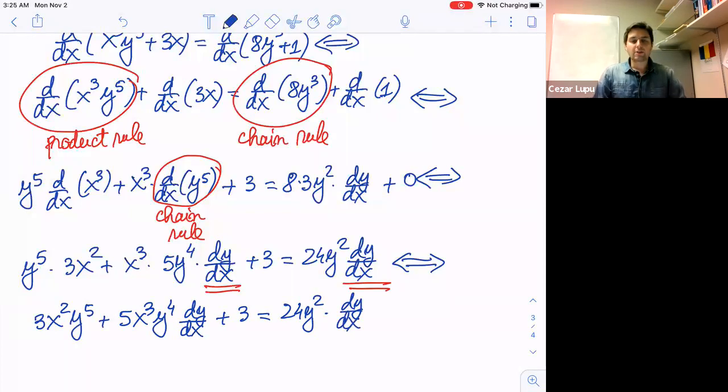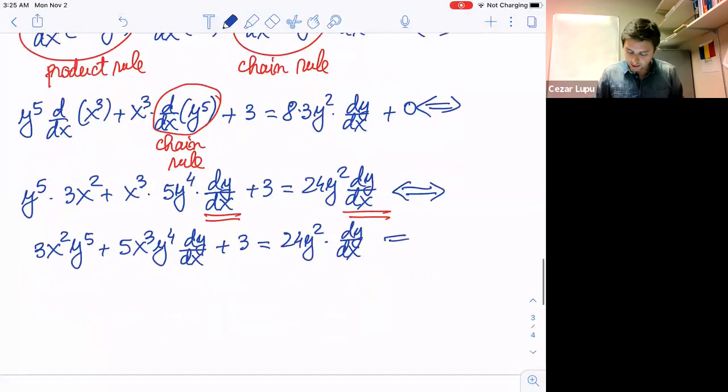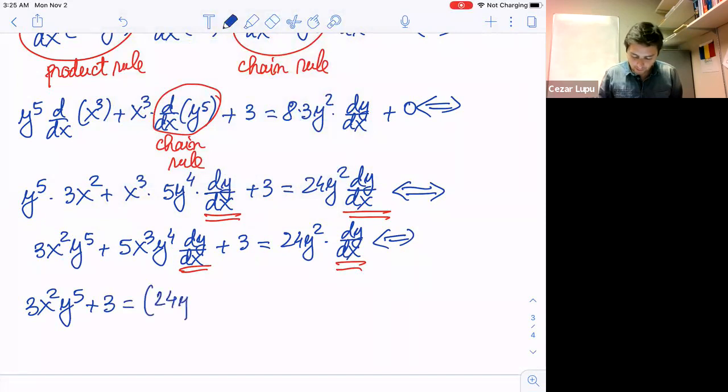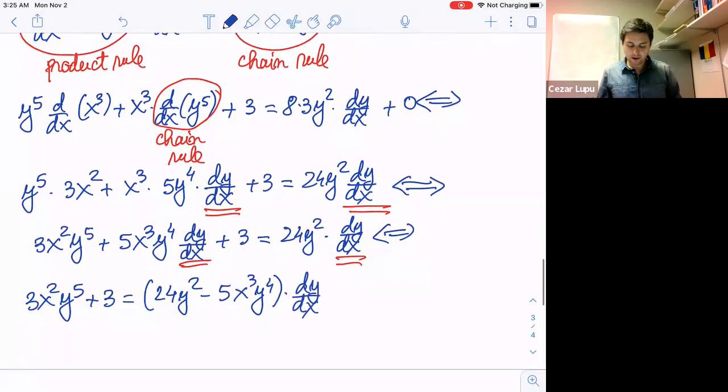And now we're going to treat them like terms, like we said, and we're going to combine them, right? So let's combine this. Again, look at this term here and here. So we will have that 3x squared y to the fifth plus 3 is the same as 24y squared minus 5x cubed y to the fourth times dy over dx. All right, so we write it in this way.